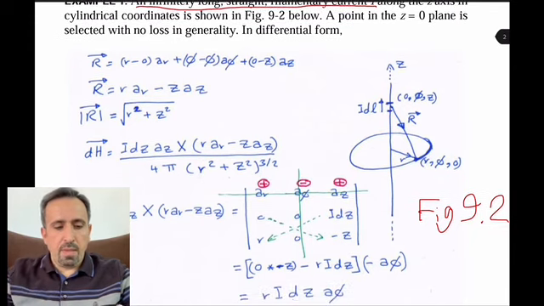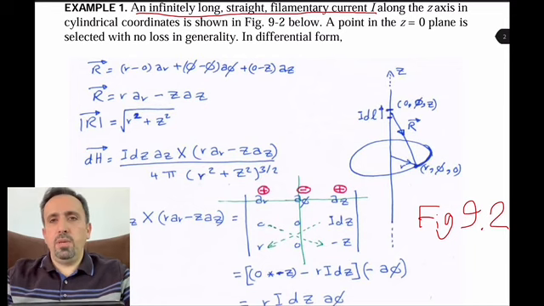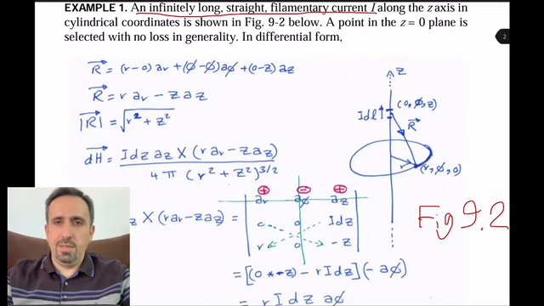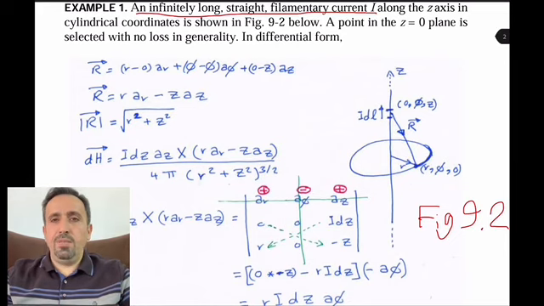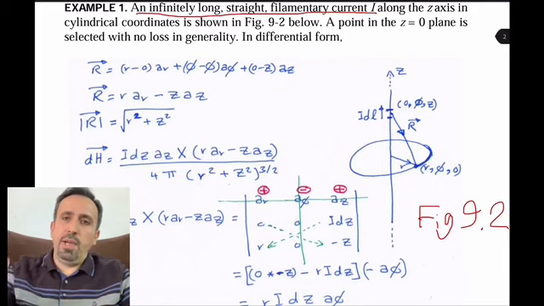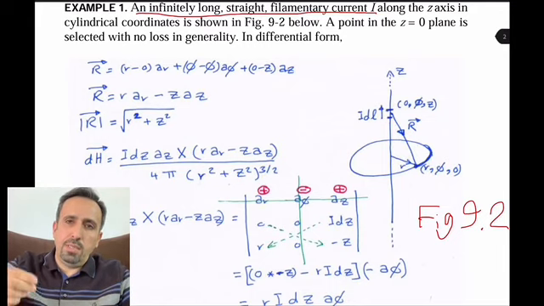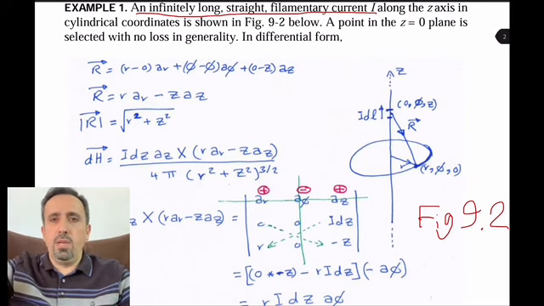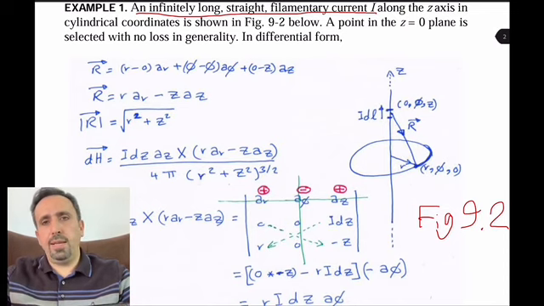How to start with the solution of this example? The starting will surely be by constructing the distance vector. So the distance vector will be from any point on the z-axis, on that line having this current, toward the chosen point, the selected point r phi 0.